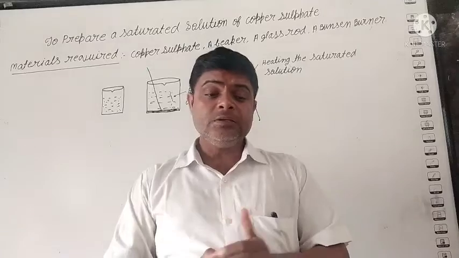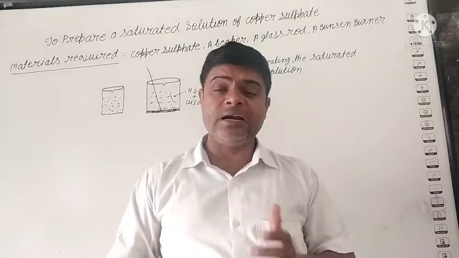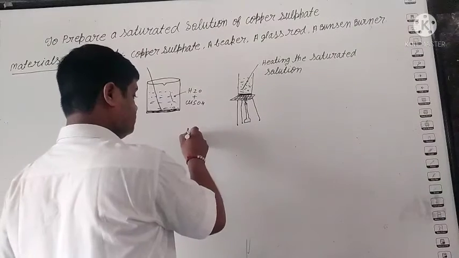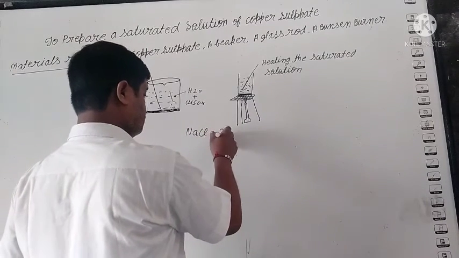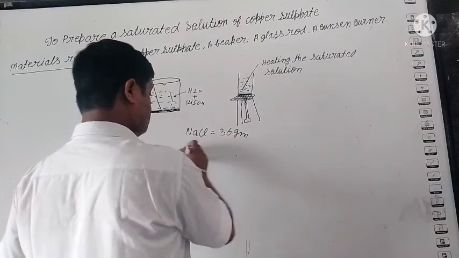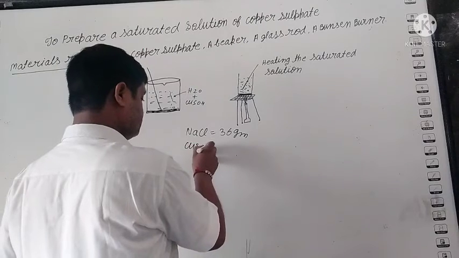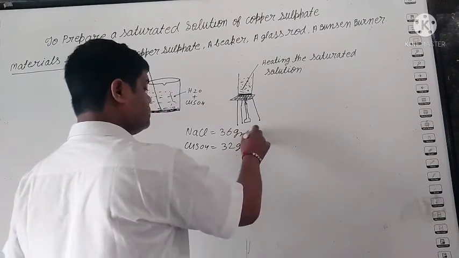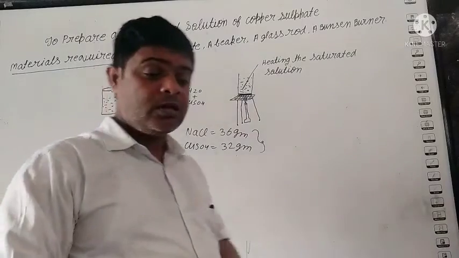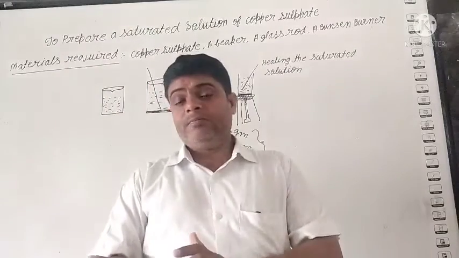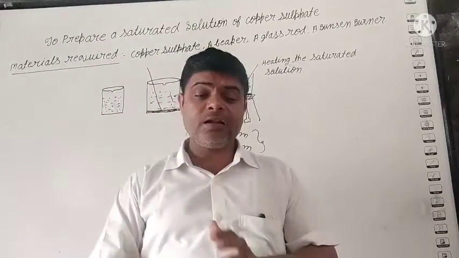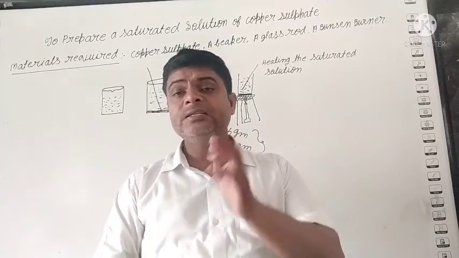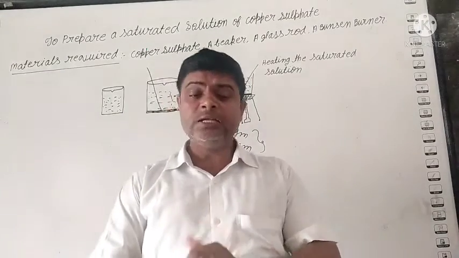Okay, student? So see, common salt is 36 gram, copper sulfate 32 gram. The amount of solvent is 100 gram and the temperature is 20 degrees Celsius. So this is the solubility.